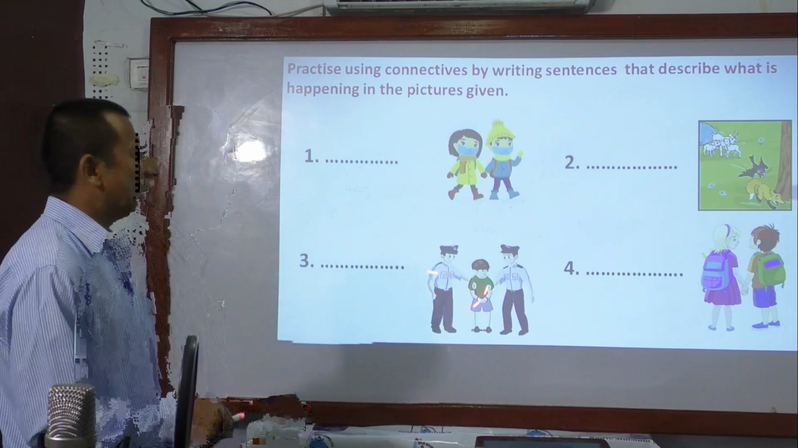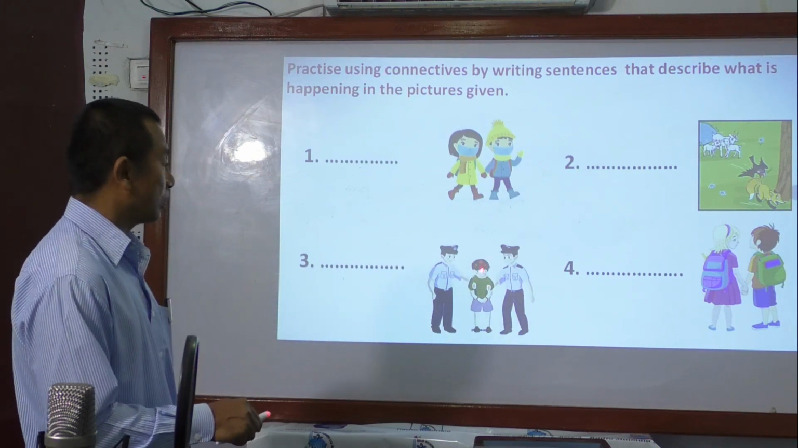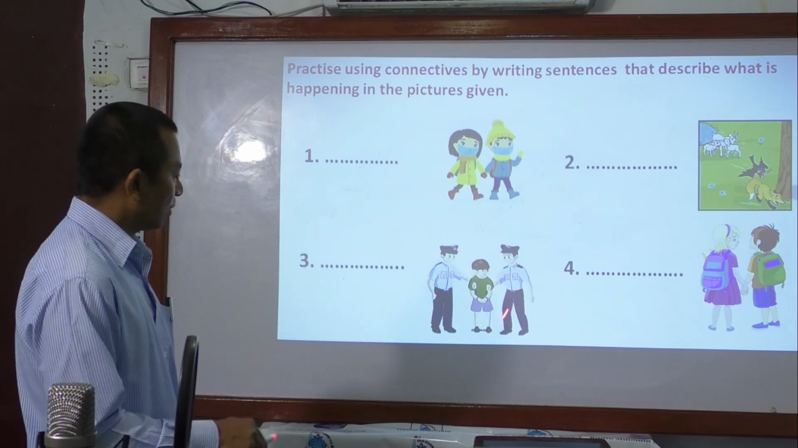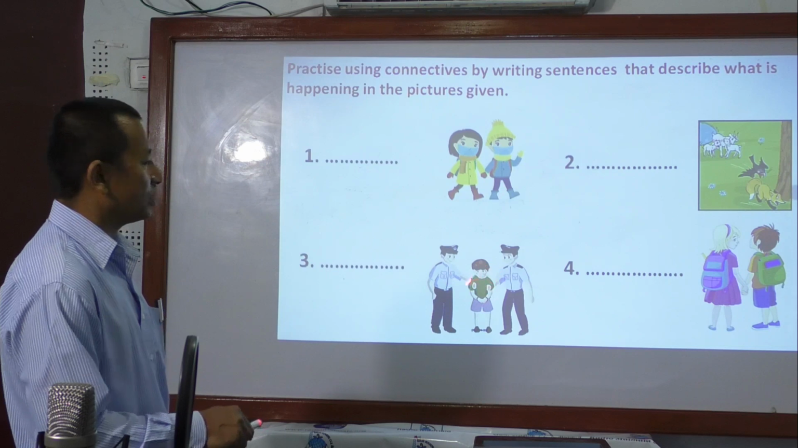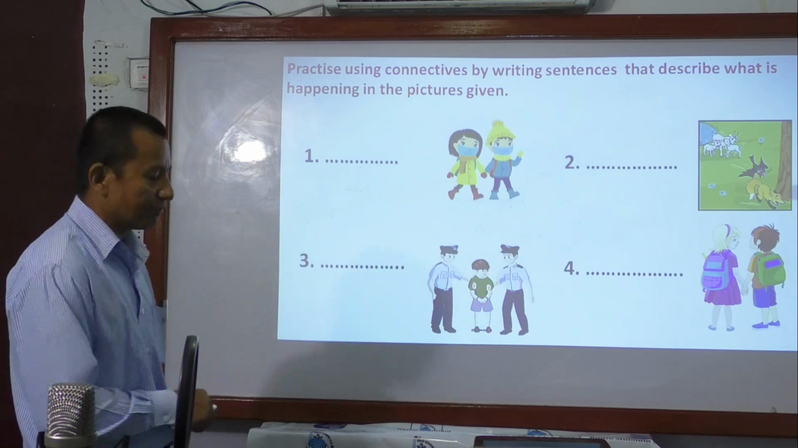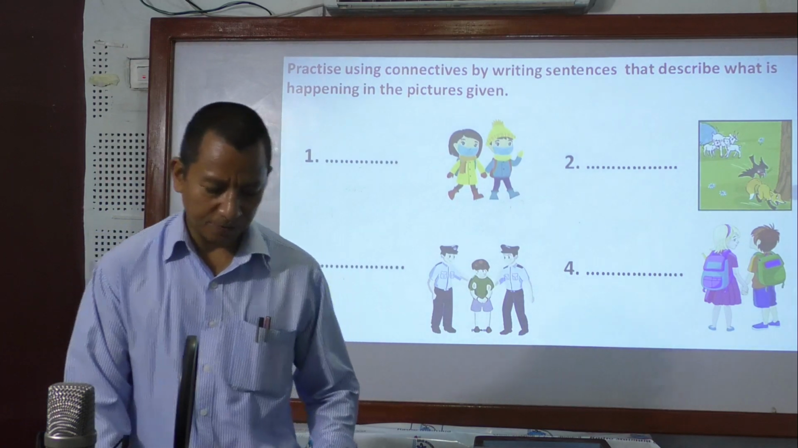Okay, and in the same way, you can study this picture, and what is happening here. So you can observe, and you can use different words like because of, or because, or any type of word. What type of connective is suitable for this picture, you students, you try all about it.